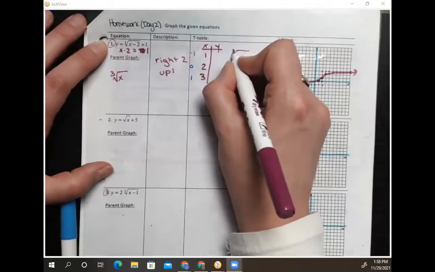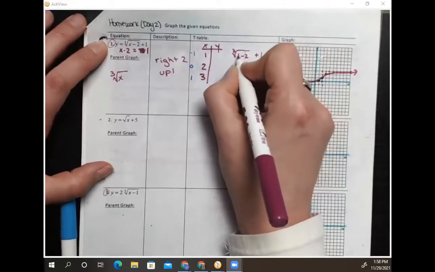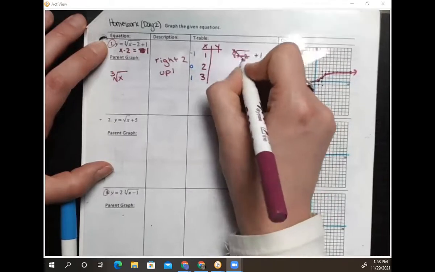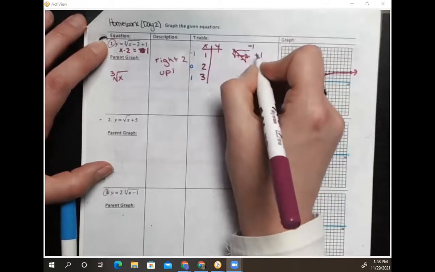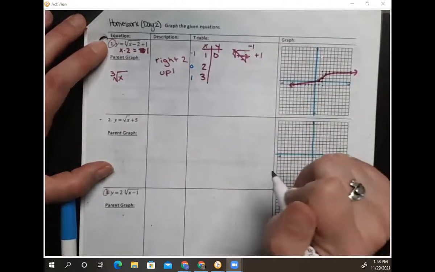So I want the cube root of 1 minus 2, plus 1. 1 minus 2 is -1. The cube root of -1 is -1. -1 plus 1 is 0. So I should have the point 1, 0 on my graph. It's right there.